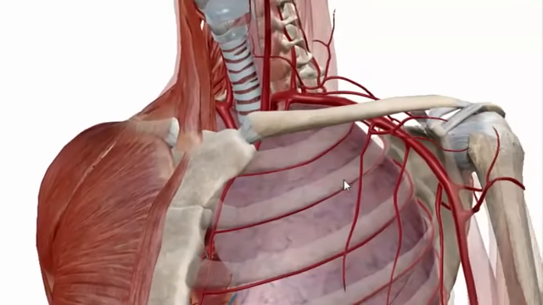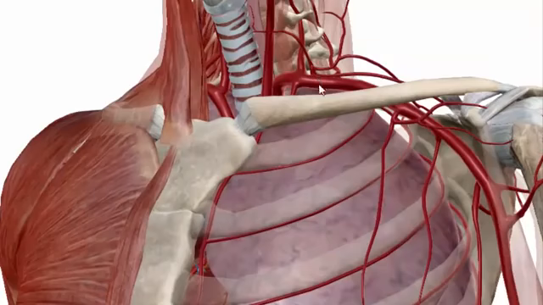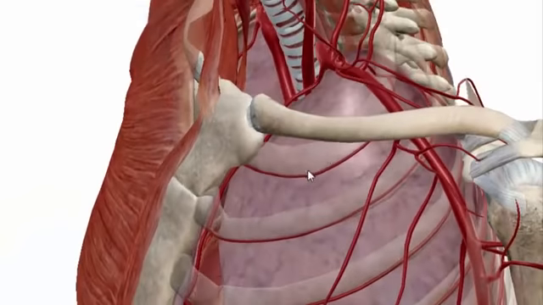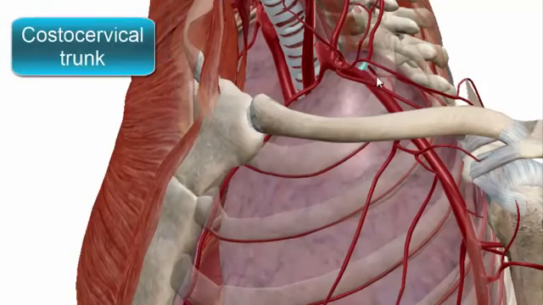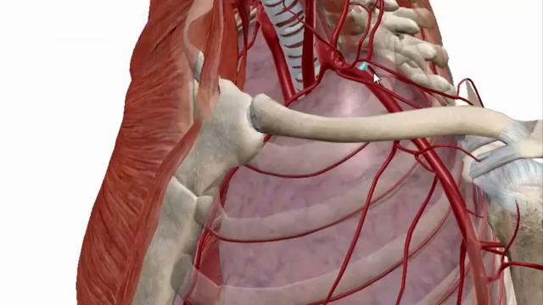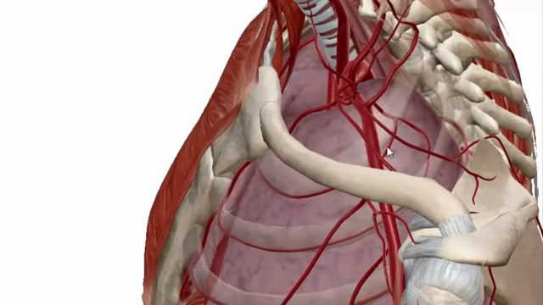The first and second intercostal spaces are supplied by the superior intercostal artery, also known as the highest intercostal artery. It begins from the costocervical trunk of the subclavian and gives off the first and second posterior intercostal arteries.